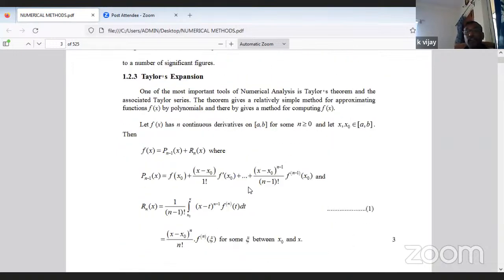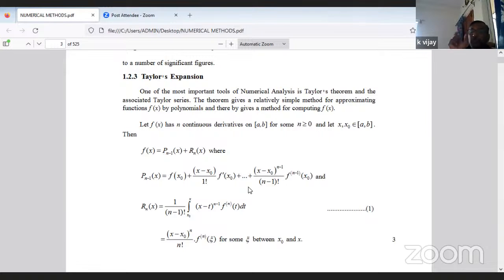So, the Taylor expansion. One of the most important tools in numerical analysis is Taylor's theorem and the associated Taylor series. The theorem gives a relatively simple method of approximating functions by polynomials, and gives a method for computing f of x. So we are calculating the value of f of x by the Taylor theorem. We take f of x having n continuous derivatives in (a, b), with n greater than or equal to 0, and x, x naught belonging to (a, b).